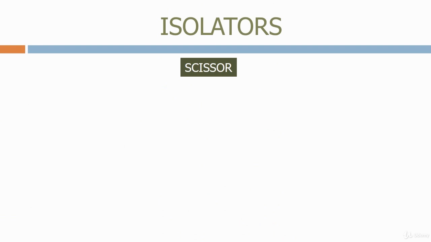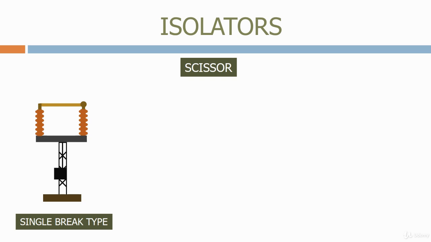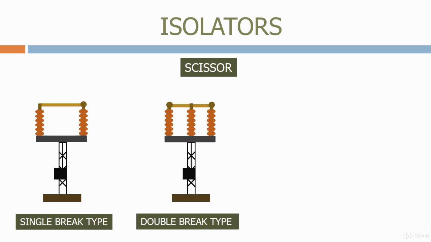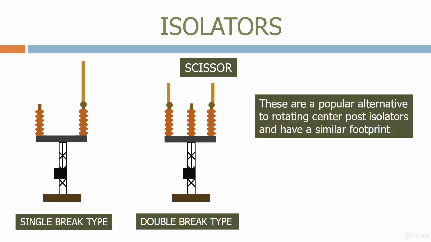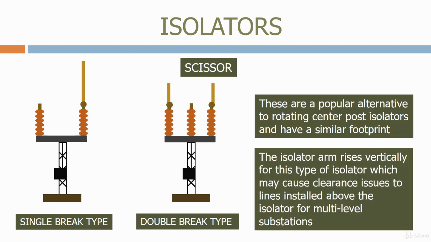The next type is a scissor type isolator. We have two versions. We have a single break type and a double break type. Let's see how it operates. These are a popular alternative to rotating centre post isolators and have a similar footprint. The isolator arm rises vertically for this type of isolator, which may cause clearance issues to lines installed above the isolator for multi-level substations.